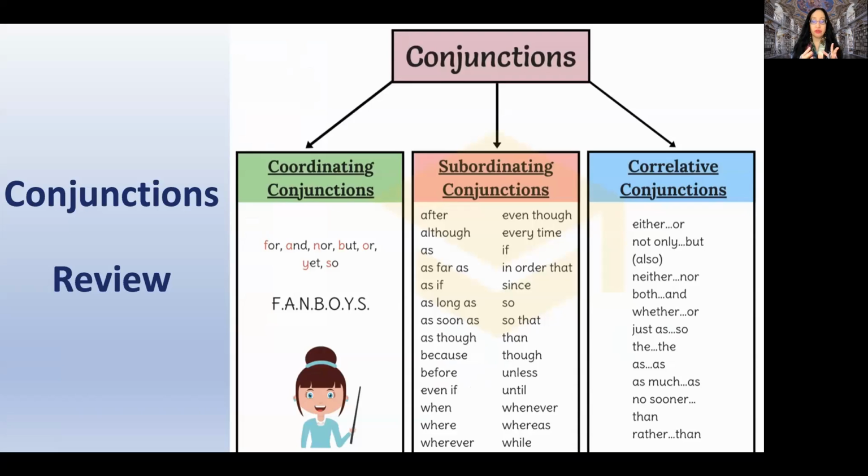Okay, so this was our review. As you notice, there are many conjunctions. So if you don't know them, take a snapshot of this. These are fantastic little cheat sheets for our review. Okay, get ready for your conjunctions quiz.